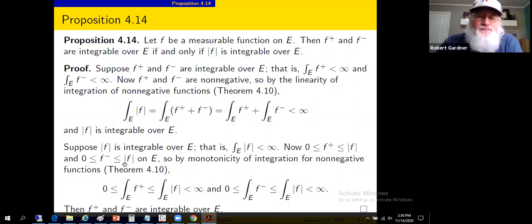Remember, it's non-negative. Well, we've got monotonicity of integration for non-negative functions, what I call class 2 functions. You've got monotonicity. Okay, bigger functions have bigger integrals, crudely put. So we get the integral of the positive part is less than or equal to the integral of the absolute value. And similarly for the negative part, by the way, we got these bounded below by 0. And the integral, we're assuming now, of the absolute value is finite. So the integral of the positive part is finite and the integral of the negative part is finite. And both positive and negative parts are integrable in the sense that the integral is finite.